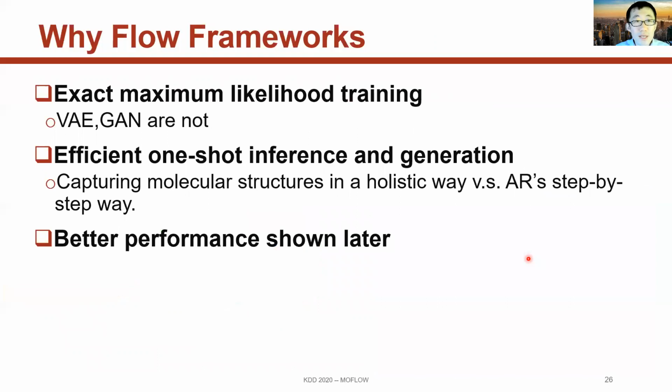Besides, normalizing flow frameworks have the following merits. They have exact maximum likelihood training, which VAE and GAN do not. They offer efficient one-shot inference and generation, while autoregressive models generate molecules step by step, but our model can capture molecular graphs in a holistic way. Also, we will show the better performance later in the experimental chapter.